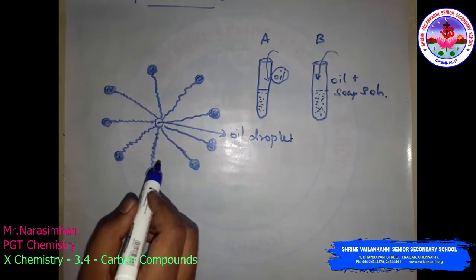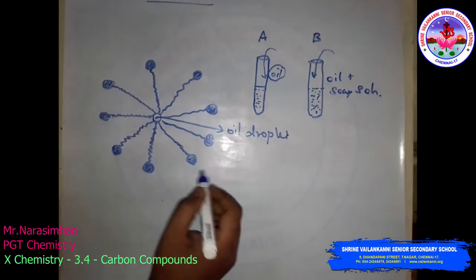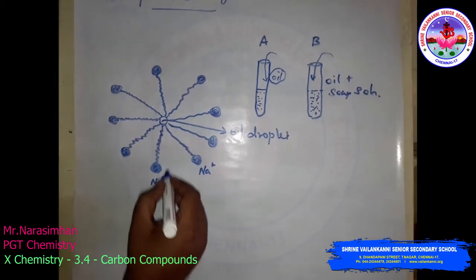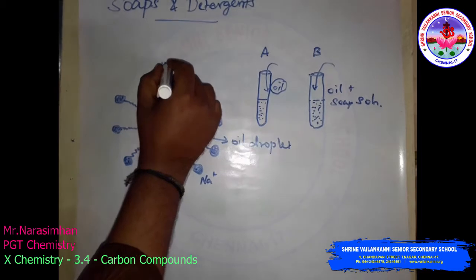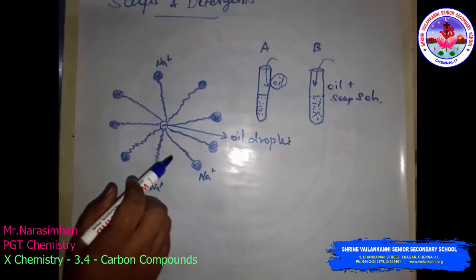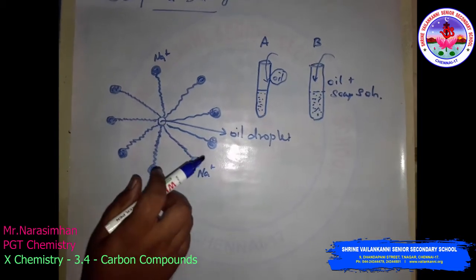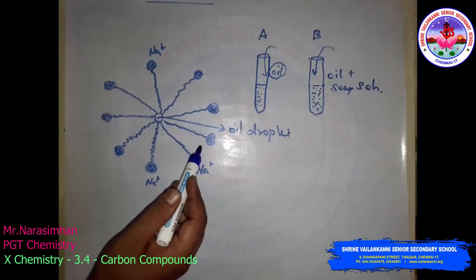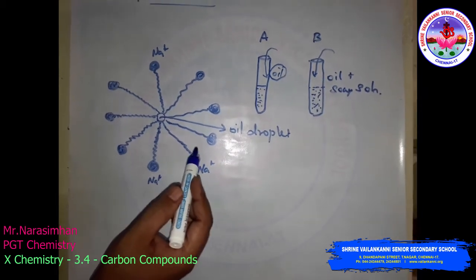This is an oil droplet, and these are the sodium or potassium ions. So Na+ ion, all these are the Na+ ion, sodium ion. Here, that ionic end of the soap interacts with water, while the carbon chain interacts with oil. So the soap molecules form a structure called a micelle.